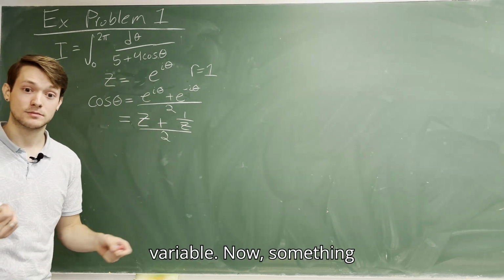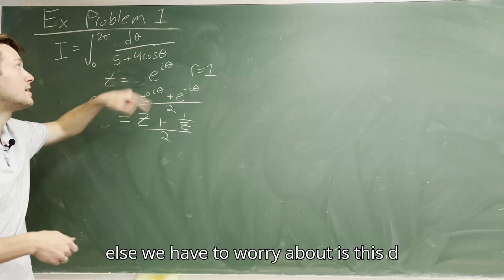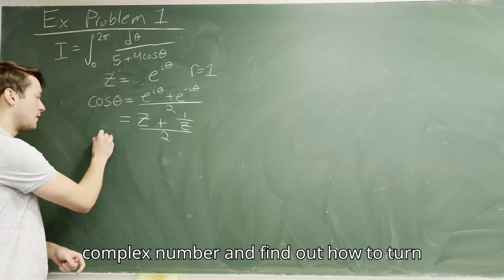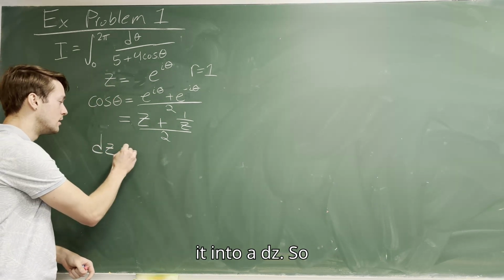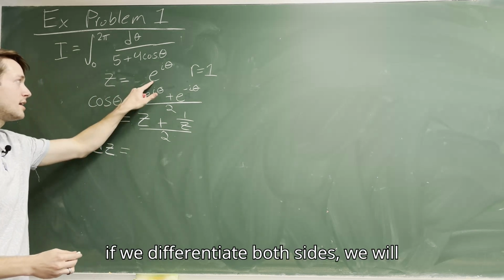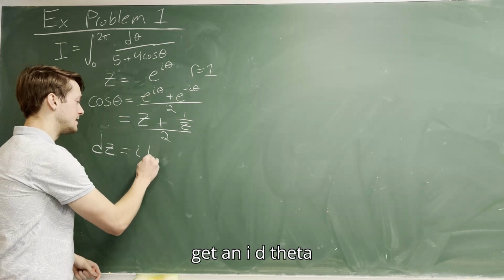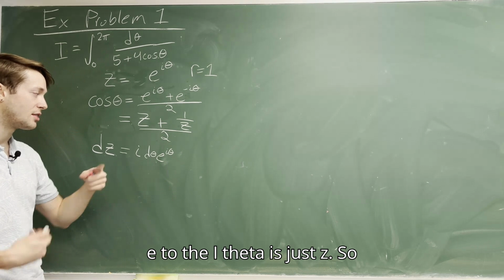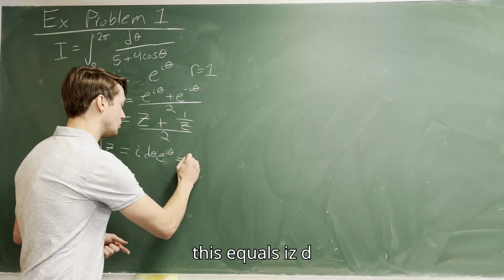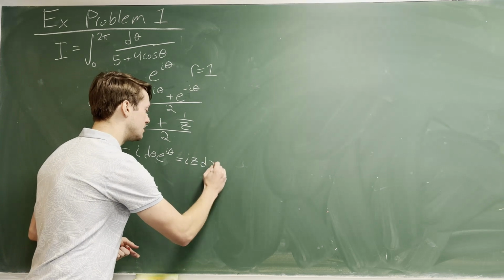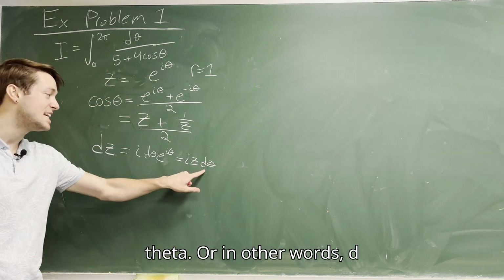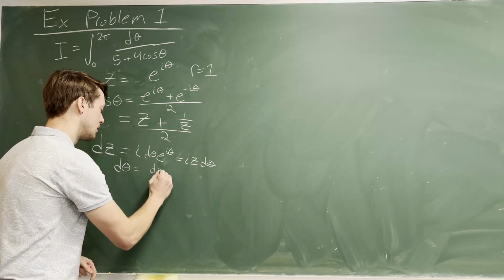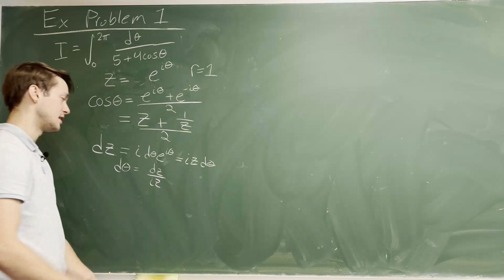Now, something else we have to worry about is this d theta, and so we have to take our complex number and find out how to turn it into a dz. So if we differentiate both sides, we will get an i d theta, e to the i theta, and e to the i theta is just z, so this equals i z d theta, or in other words, d theta is equal to dz over iz.